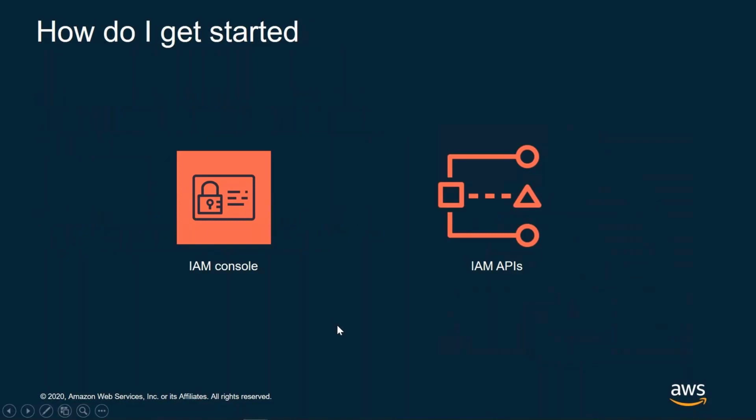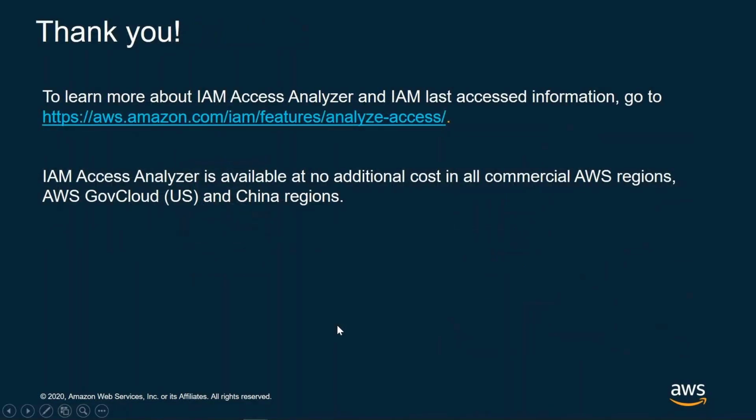You can use these capabilities through the console or the APIs. To learn more about IAM Access Analyzer and IAM Last Accessed Information, visit the Analyze Access feature page on AWS.